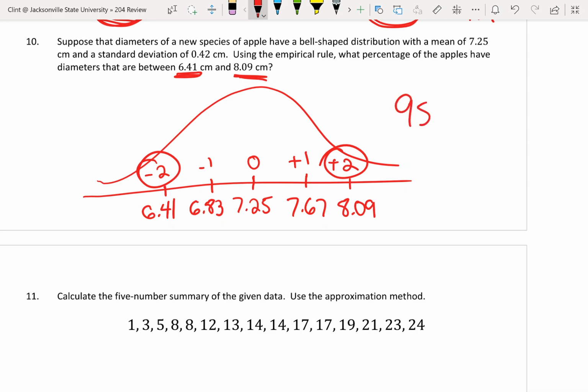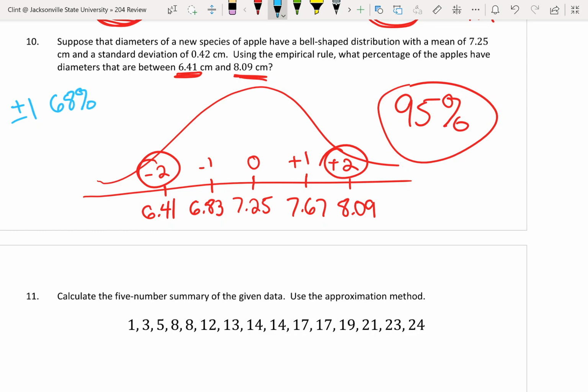95, yeah. So we have 3 percentages to remember. Within 1, we've got 68%. Within 2, we've got 95%. And within 3 is the hardest one for me to remember. We've got 99.7%.